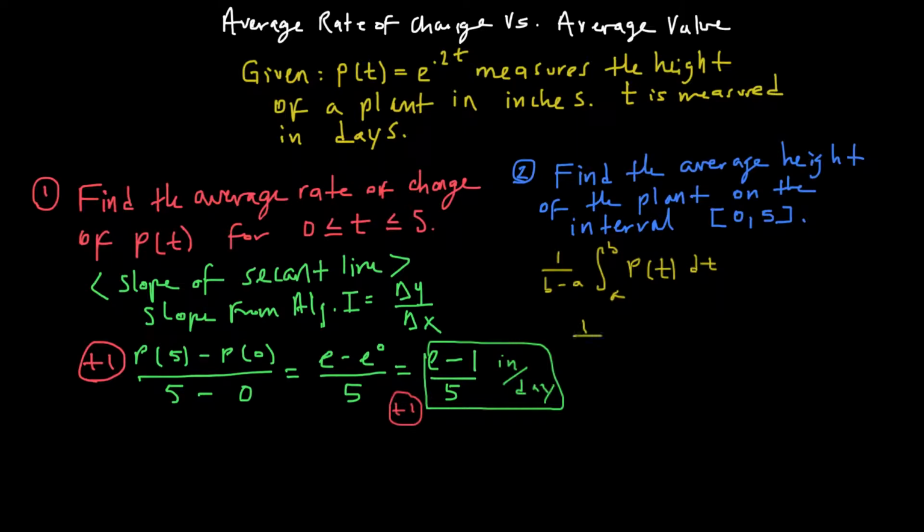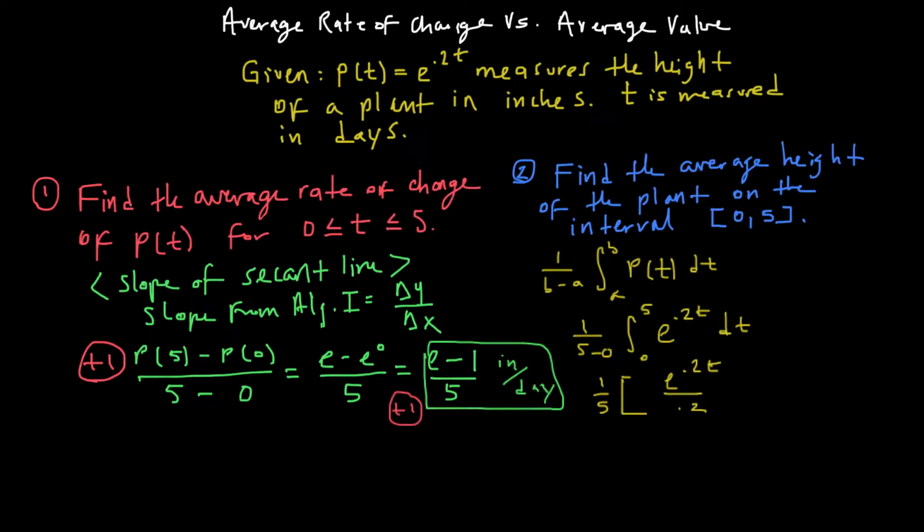So that would be 1 over 5 minus 0 times the integral from 0 to 5 of e to the 0.2t dt. Okay, so that'll be 1/5 integral from 0 to 5, or actually let's go ahead and take that integral. And some of you also have been forgetting how to take integrals like this, which is pretty simple. E to a power, how do you integrate e to a power? It's e to the same power, 0.2t, divided by the derivative of the power, 0.2.